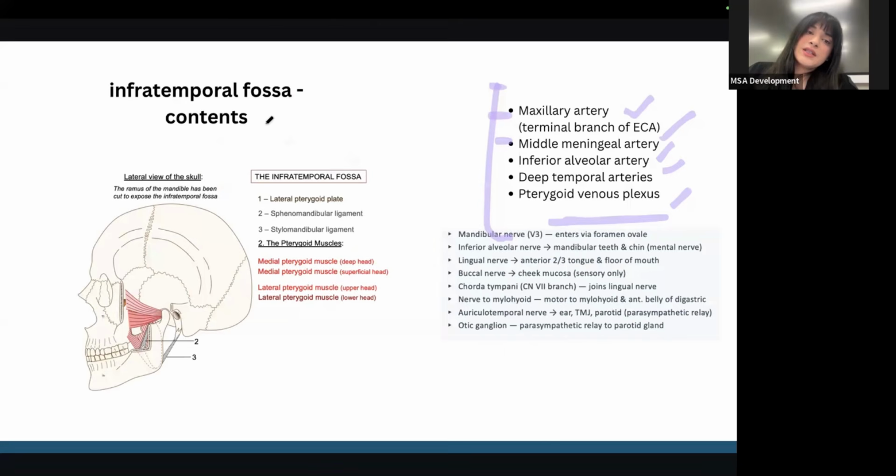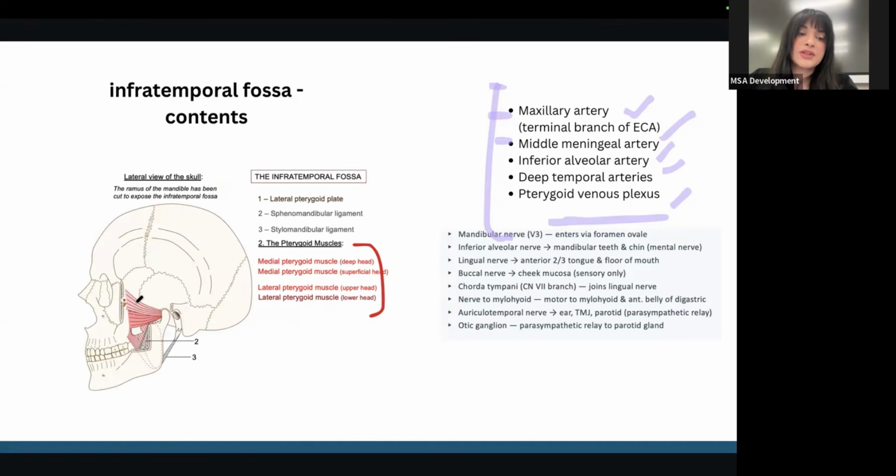Now, for the contents of the infratemporal fossa, first of all, you're going to start off with the pterygoid muscles. You have the medial pterygoid muscle and the lateral pterygoid muscle. Both have two heads. For the medial pterygoid muscle, you have the deep head and the superficial head.